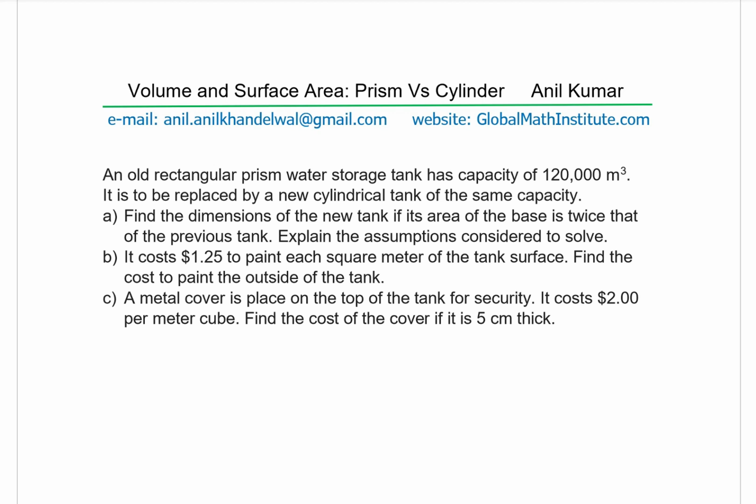Part B is it costs $1.25 to paint each square meter of the tank's surface. Find the cost to paint the outside of the tank. And C is a metal cover is placed on the top of the tank for security. It costs $2 per meter cube. Find the cost of the cover if it is 5 centimeter thick.